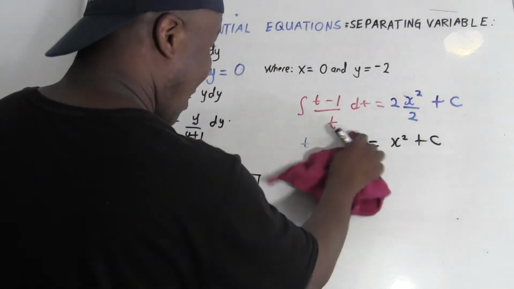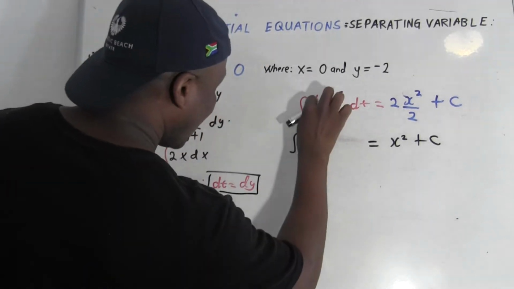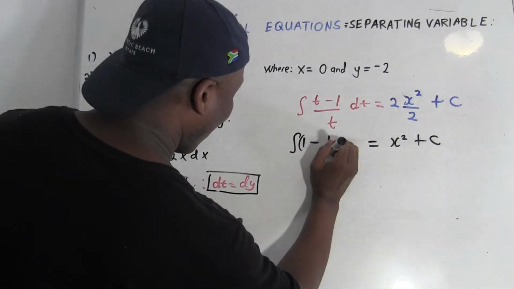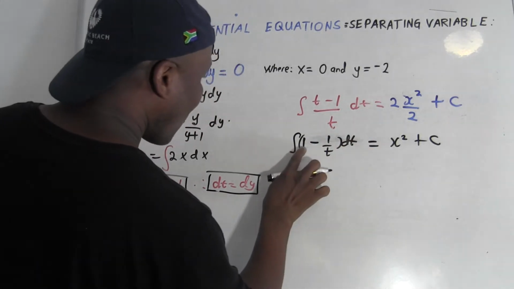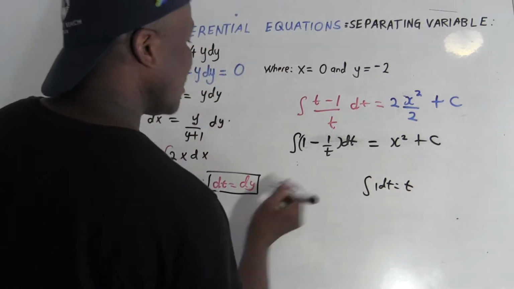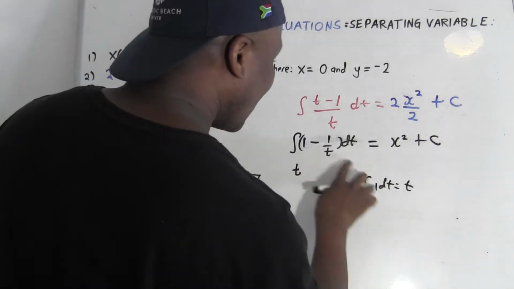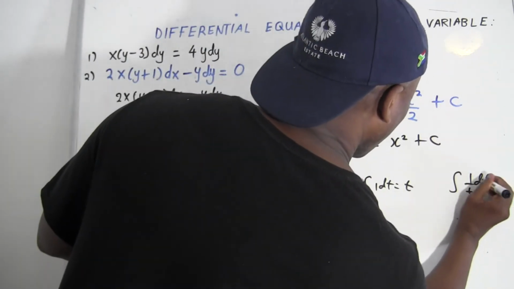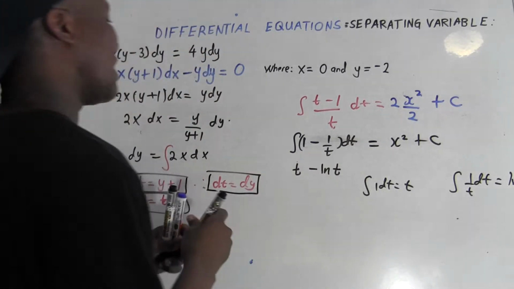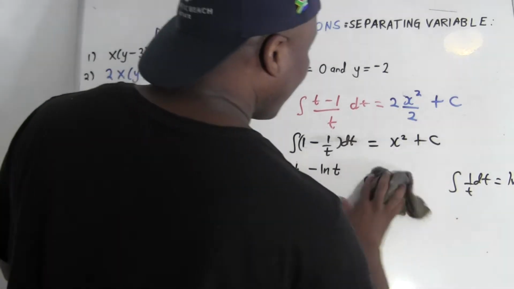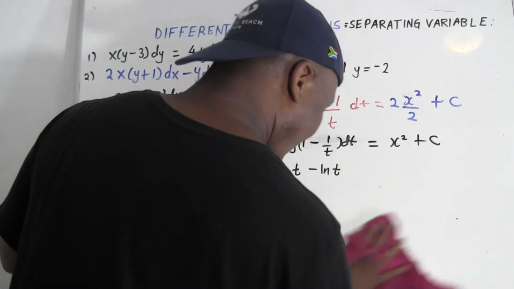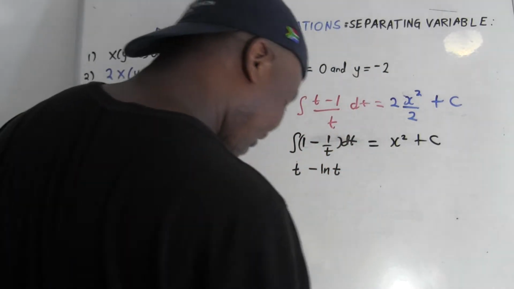Some people don't know why this comes about. Look, I can say the integral of (t over t) minus (1 over t) dt. So t over t equals 1, and minus 1 over t, dt. The integral of 1 dt is equal to t. And when you integrate 1 over t, it's equal to ln of t. So we get t minus ln of t. That's how it came about.